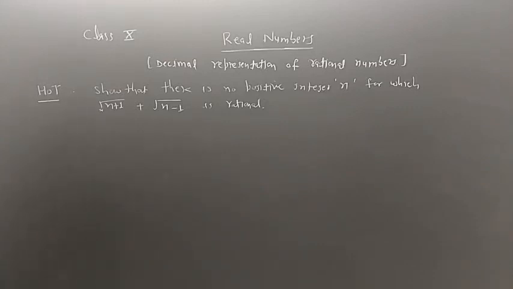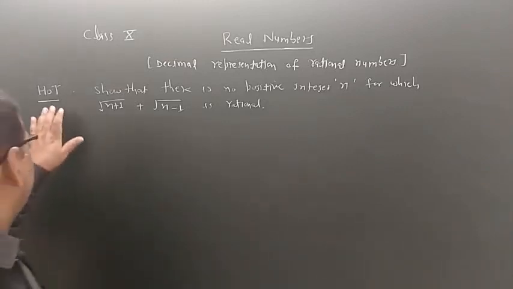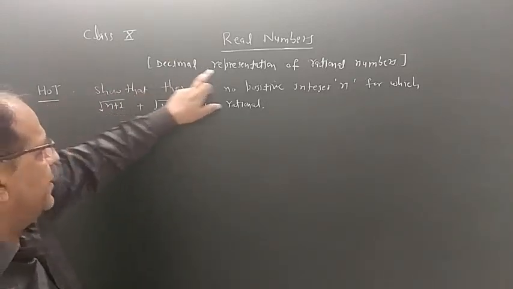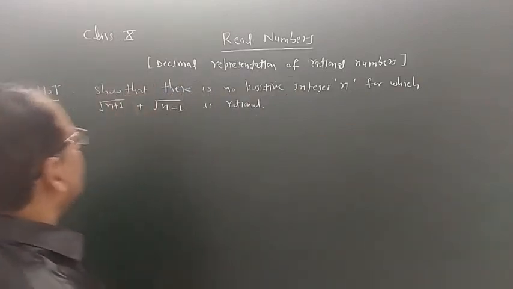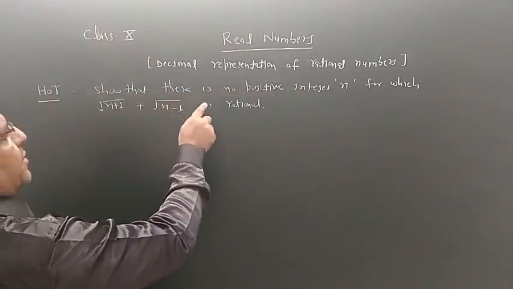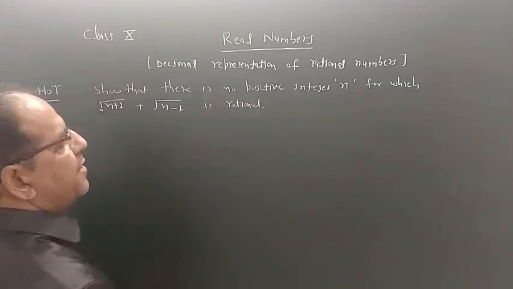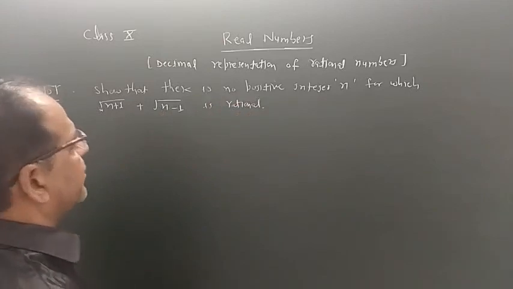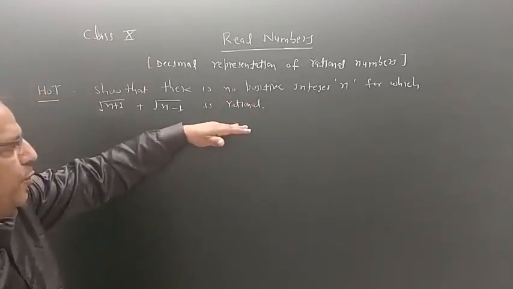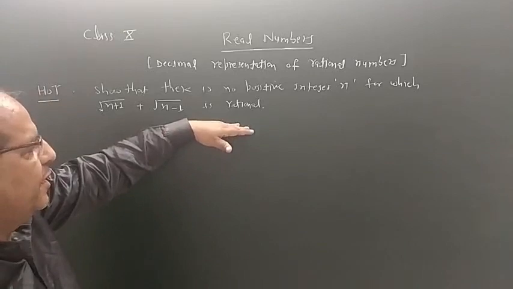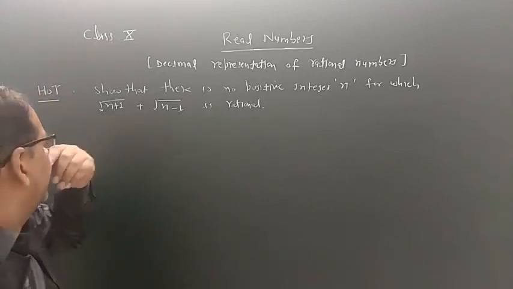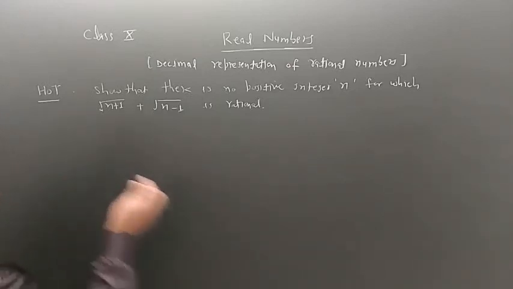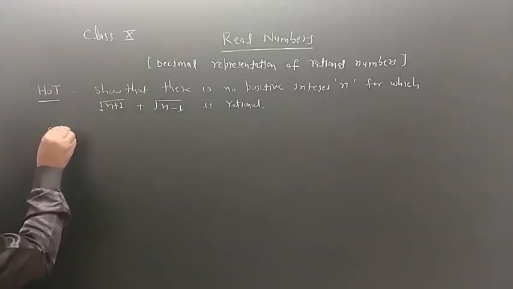Now I am taking one more hot question based on real numbers. Topic: decimal representation of rational numbers. Show that there is no positive integer n for which root of (n plus 1) plus root of (n minus 1) is a rational number. That means the question is saying that there is no positive integer due to which this particular number is rational. So we solve this problem by the contradiction method.